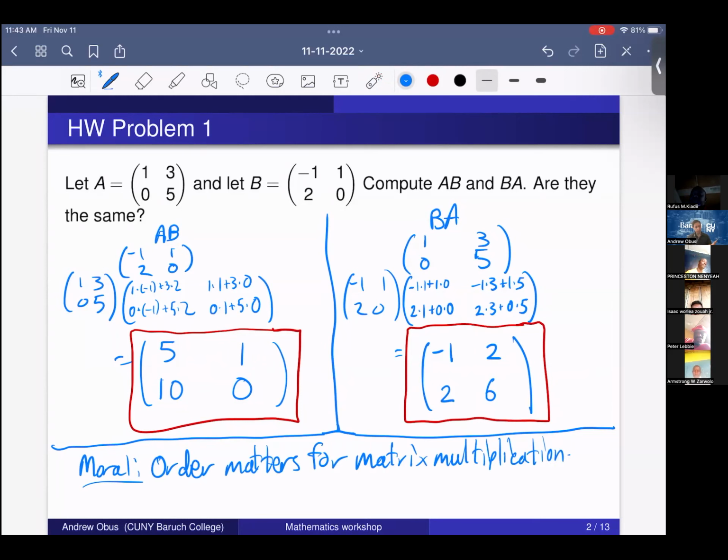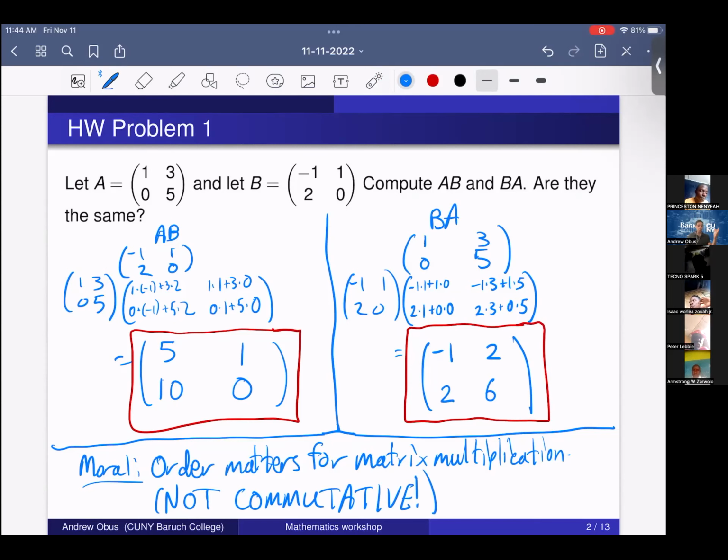Right, the order matters for matrix multiplication, or to state it a little more mathematically, matrix multiplication is not commutative. Okay, so it does matter what order you do it in. Sometimes you'll get the same answer, but usually you won't. Usually it matters which order you do them in. Okay, any questions on this problem?